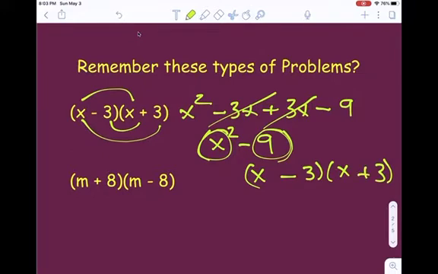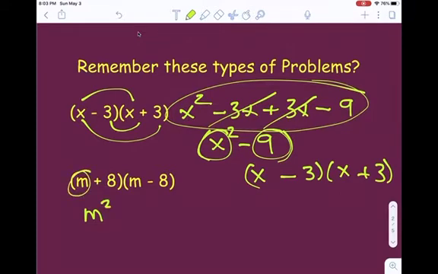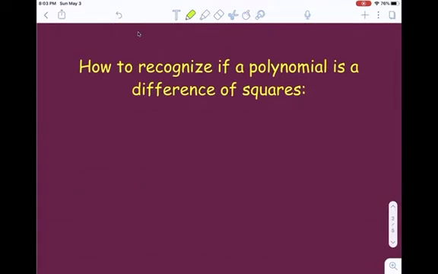Same thing with this one right here. If I multiply this out, and I shouldn't have to go through this every time, because I should be able to recognize that this is a difference of squares and just go, okay, just square root this number, and put a minus sign between them. And so I get that. Okay, so quick little review on that.